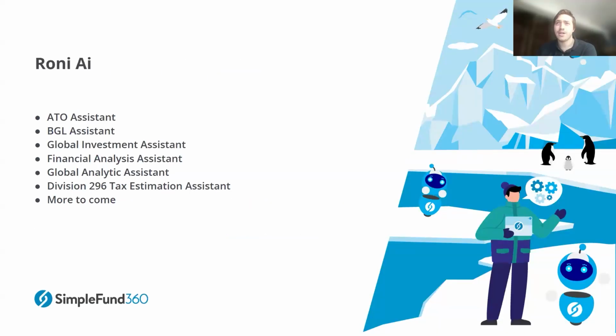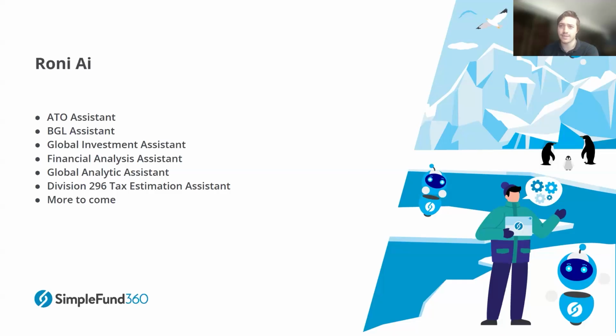So currently we have 6 assistants within Roni AI that are available to be used. The first two are the ATO assistant and the BGL assistant. I won't talk about them all, but I will say that every assistant has its own feature. So if you're asking a tax question, you use the ATO assistant, but you might not want to ask the financial analysis assistant. So make sure that if you're going to put a prompt in, select the assistant that is the most relevant to your prompt.